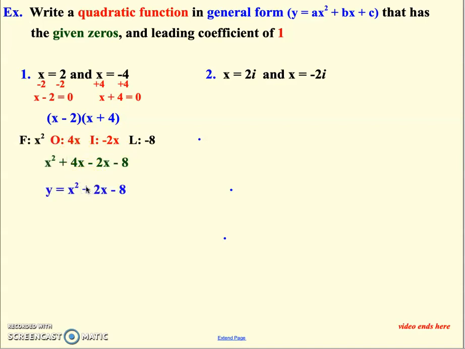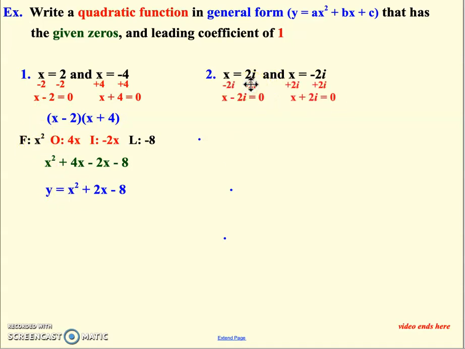Again, you can go box method on that if you wanted to. I didn't do it here. I'll do it again in a minute. But first, outside, inside, last, still a pretty easy way to go. Combine your middle terms. And there is going from zeros to a general form. And this idea of lead coefficient 1, that's because your x times x, these are both 1. So you get a positive 1x squared. So your lead coefficients are 1 out here.